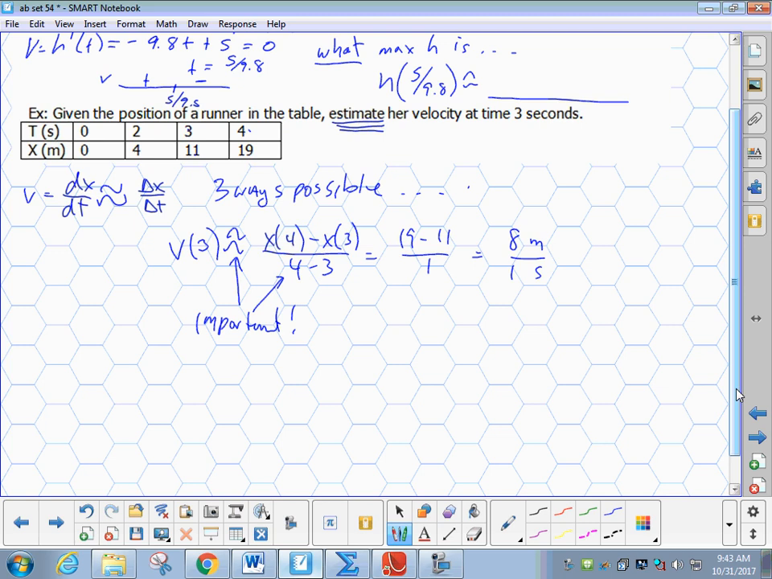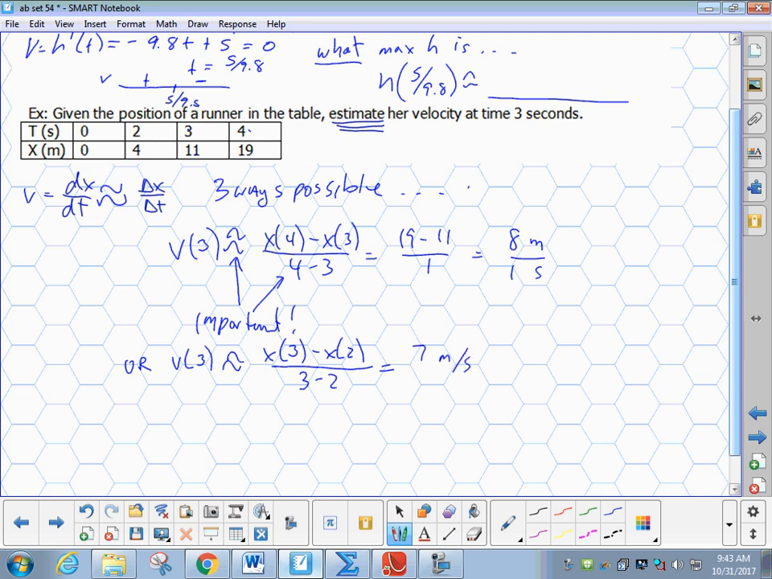Yeah, 2 to 3 is just as good. I mean, doesn't that satisfy the idea of a limit being as close as you can get together? So you could also say v at 3 is close to the change in position from 2 to 3 over the time frame of 1 second. And that's more like 7 meters per second.